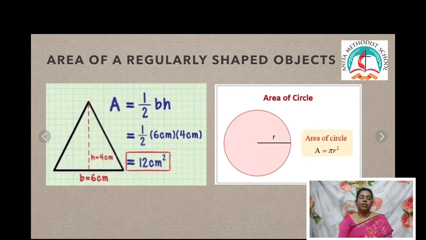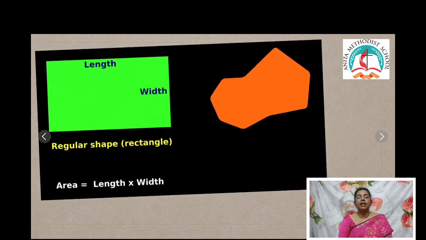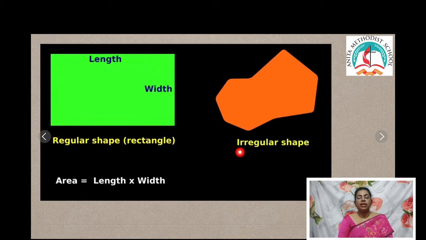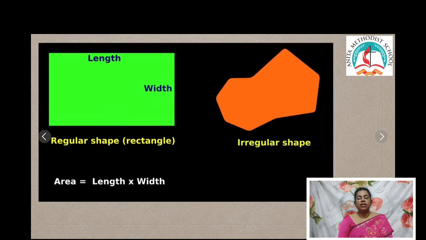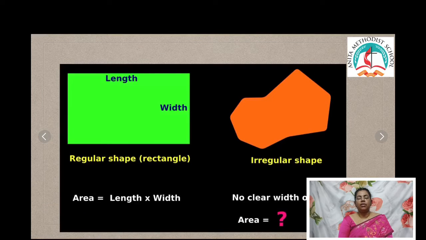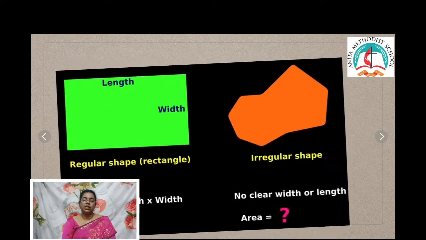Okay. Now look at these figures. The first one is a rectangle which has a regular shape. And how do we find the area of a rectangle? It is length into breadth. See the other figure, which is an irregular shape. Then how can we find the area of the irregular shape, children? There is no clear width or length. Then how can we find it? So let's learn about the area of irregularly shaped objects.